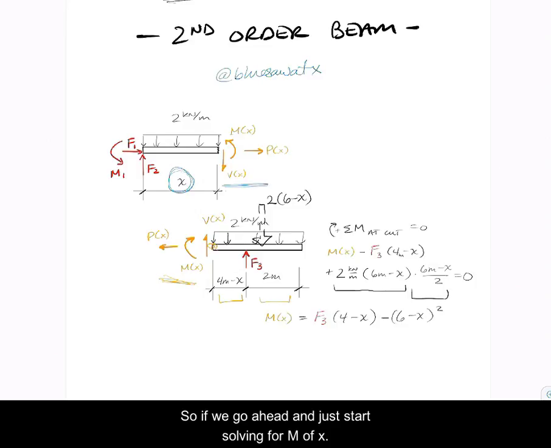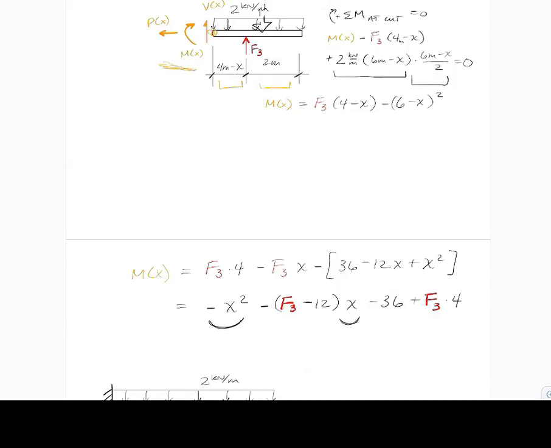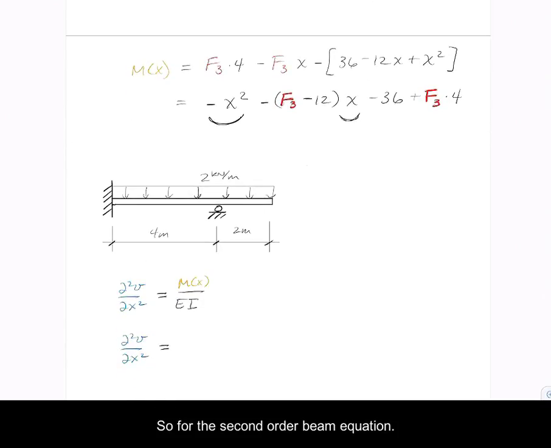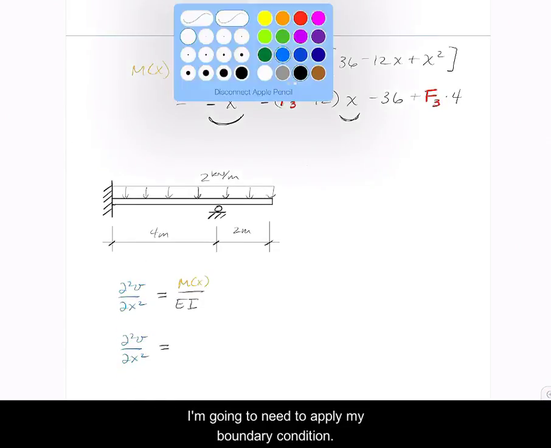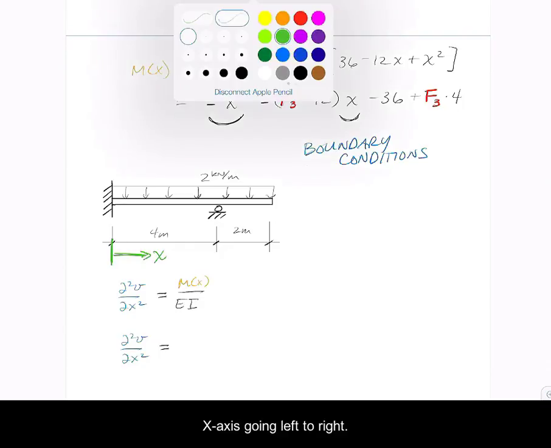So if we go ahead and just start solving for M of x, I'm going to do just a little bit of manipulation on that to end up with an equation. Again, a second order equation. I've got x squared, I've got a quantity multiplied by x, and then I have a constant term. So for the second order beam equation, I'm going to need to apply my boundary conditions. So my boundary conditions for this beam involve, first of all, setting up a coordinate system. So I'm going to set up the x-axis going left to right.